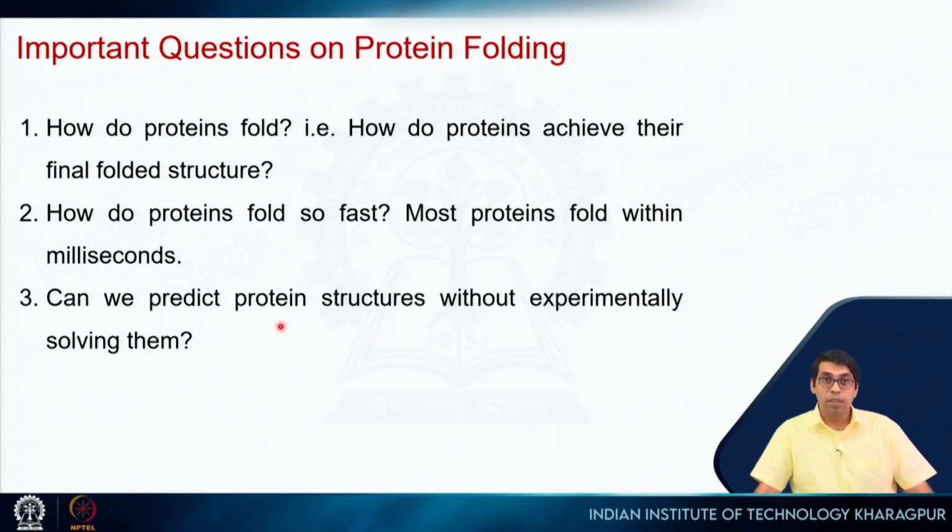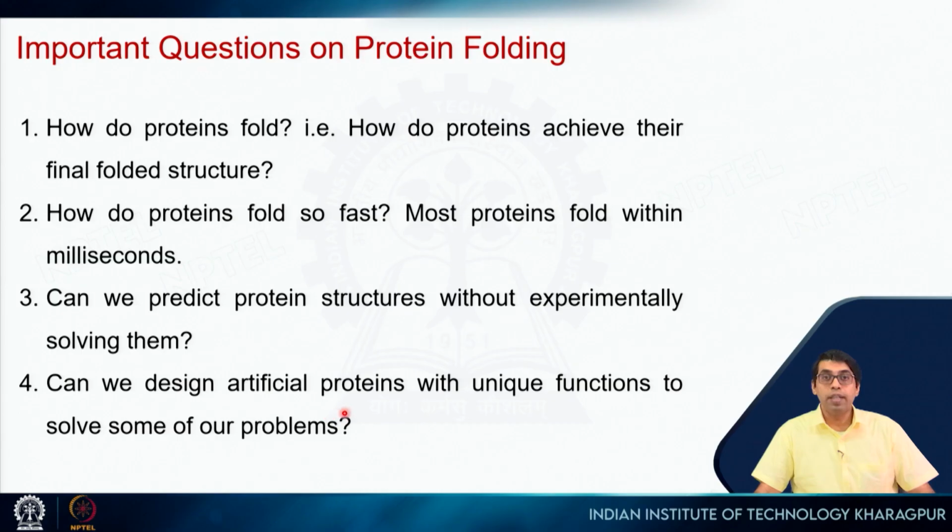Then there is the third question, which is, can we predict protein structures without experimentally solving them? This is a very important question because as I mentioned earlier, protein structures can be solved by 3 different experimental techniques: X-ray crystallography, NMR spectroscopy and cryo-electron microscopy. However, all these techniques take a lot of time, a lot of expertise, and they are also very expensive. So if we can theoretically model protein structures, then that will be very fast and also less expensive. And finally, can we design artificial proteins to solve some of our problems?